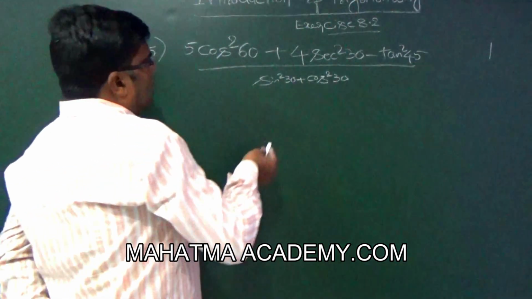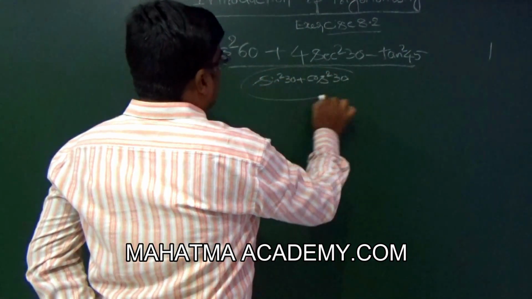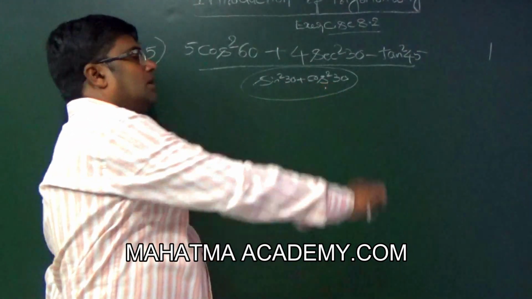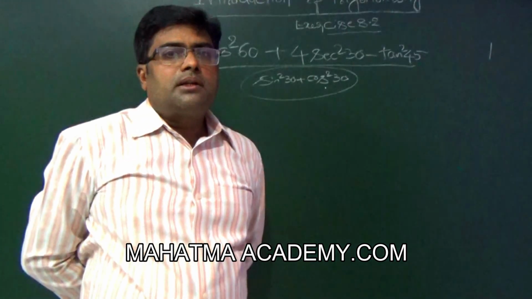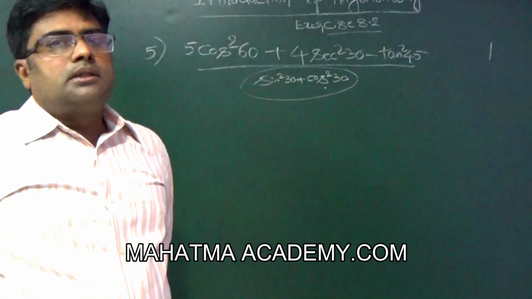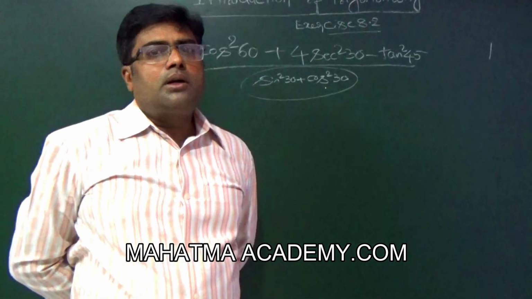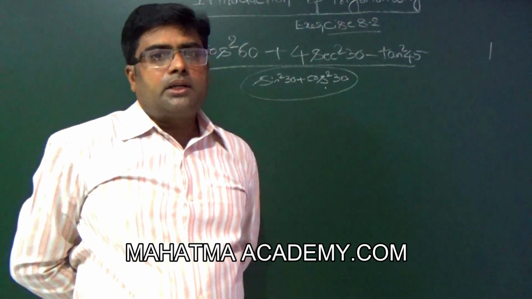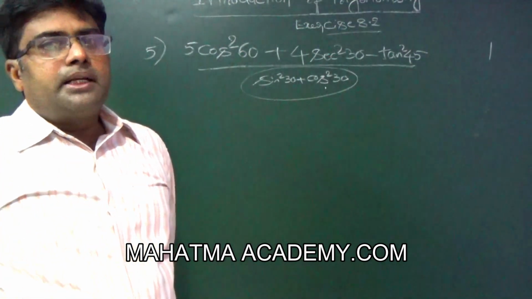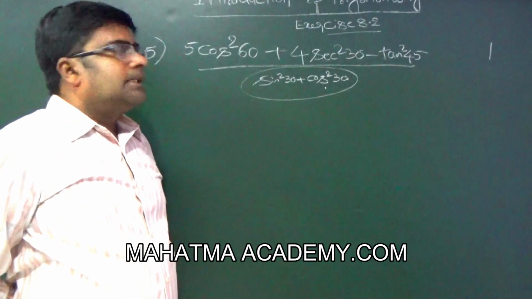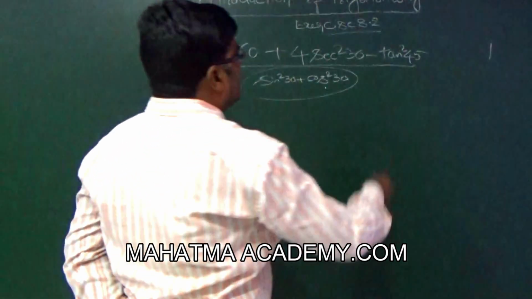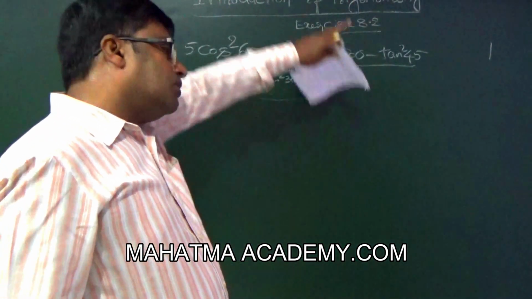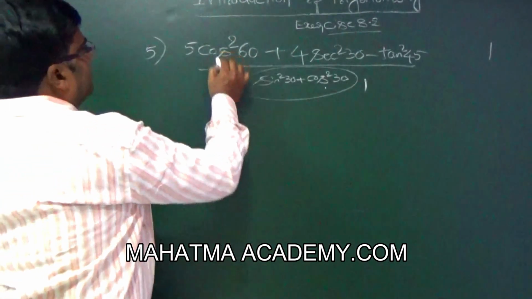First of all, analyze the denominator: sin square 30 plus cos square 30. It equals 1, because the formula is sin square theta plus cos square theta equal to 1, and here theta is 30. So the denominator value is 1. We will find the numerator value and we will get the result.